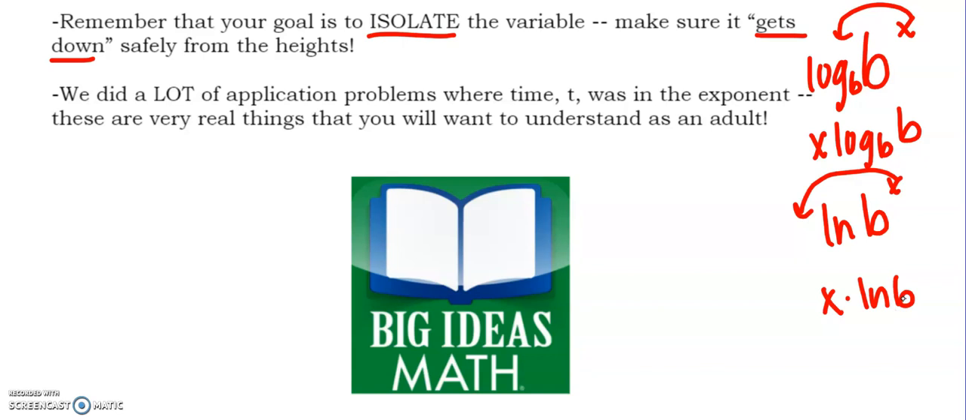We also did a lot of applications already where time t was up in the exponent. So remember we answered the question of when will this happen, when will this happen, when will this happen? We were always using logarithms to solve for t. These are very real things that you will want to understand as an adult. We talked at the end of the one video about applications that this actually describes the pandemic that's going on around us, is exponential growth. So just keep in mind when we're doing this.